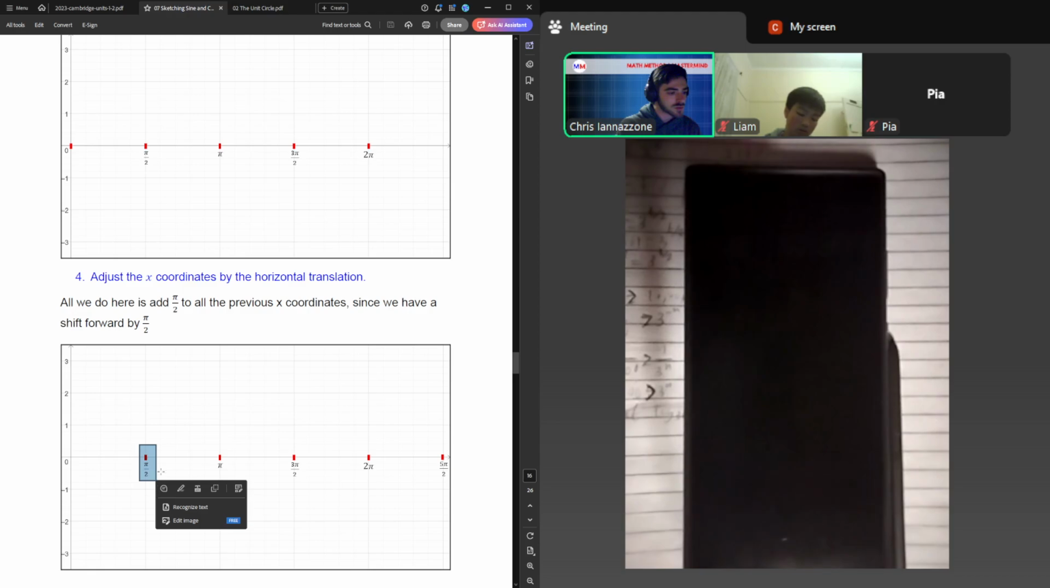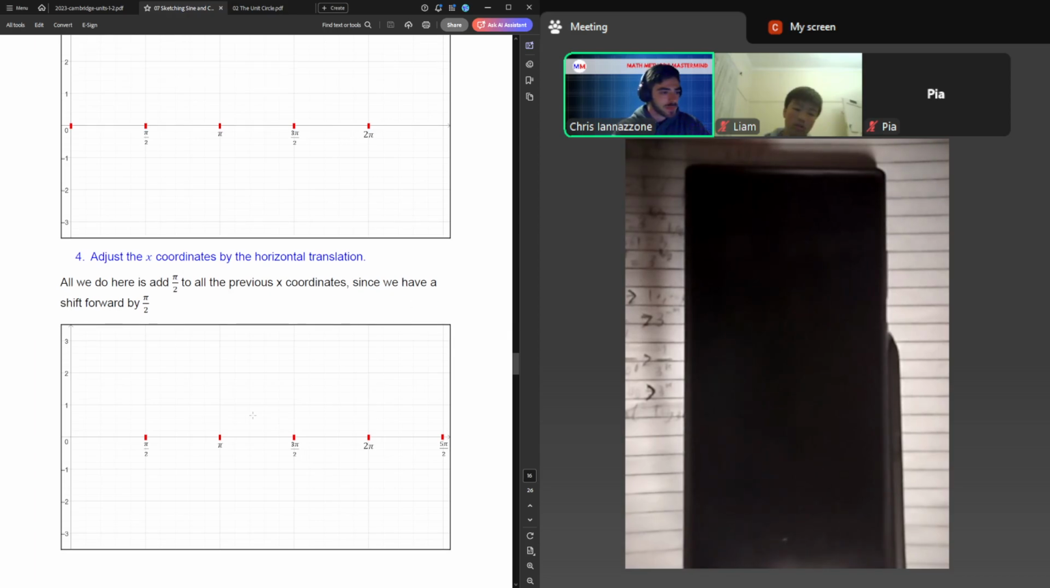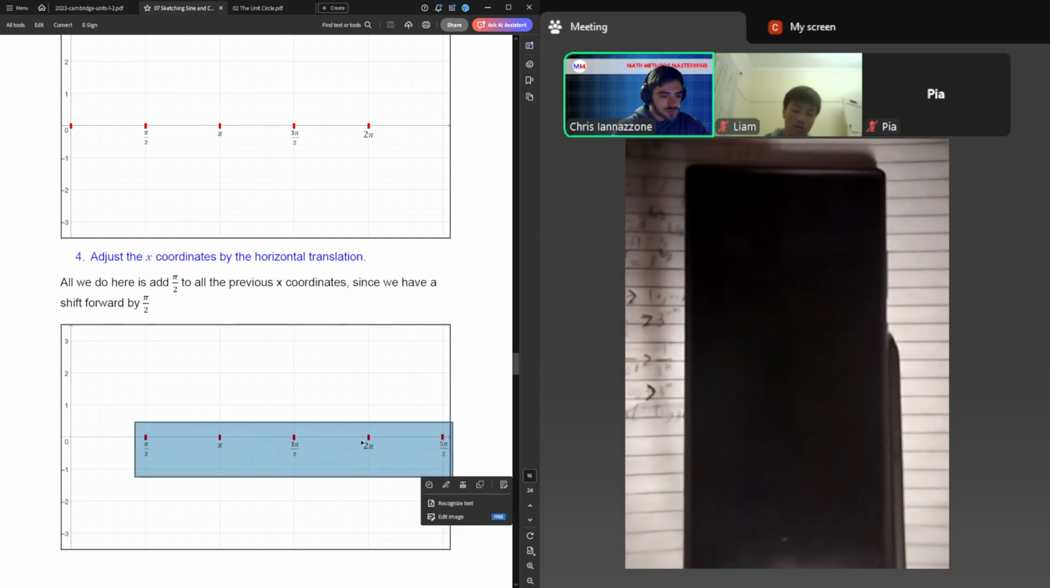Pi over 2 becomes your new starting point, and then we go one forward from 2 pi. So you would convert 2 pi to 4 pi over 2, and then add up to 5 pi over 2 in that case. This is our new distribution.